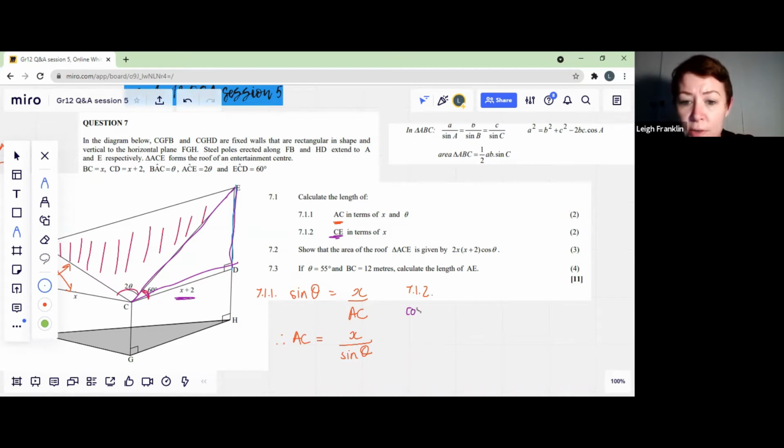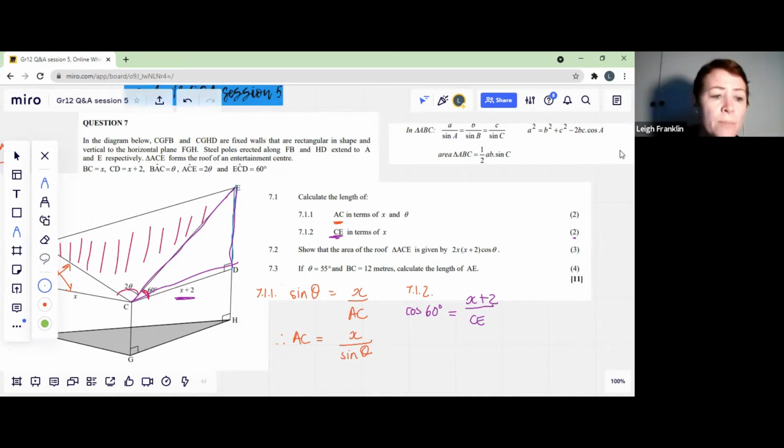The cos of 60 degrees is going to be equal to adjacent, x plus 2, over hypotenuse, CE. Now, of course, we can't leave our fraction like that. We can see that it's out of 2 marks. This was also out of 2 marks. So there would be 1 mark for writing it in this form, and then another mark for making AC the subject of the formula. And again, here, there would be 1 mark for writing it in this form.